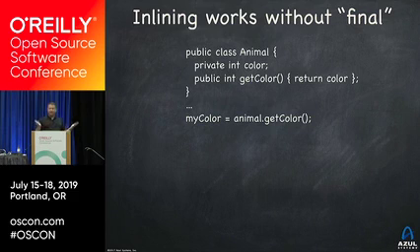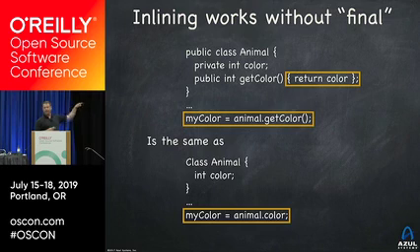You know, I have an animal, it has a color, this is how you get a color. And the universe has dogs and cats and birds in it, but none of them have overridden this method. This is the only implementer of the getColor method in the universe right now. Knowing that with hierarchy analysis lets me inline that location without having to know that it's final.